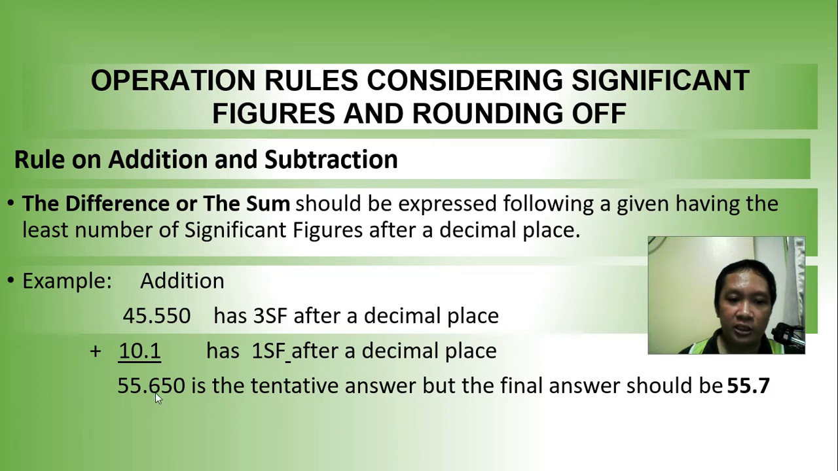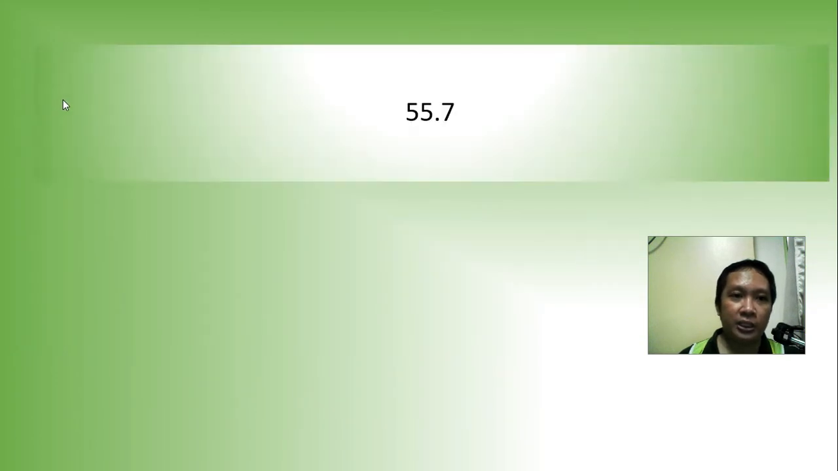And of course, this rule is what we call rounding off, wherein if the number to be dropped is 5 or greater, then we add 1 to the preceding number, which is 6, to have an answer with one significant figure after the decimal place or the decimal point. So the final answer will be 55.7.